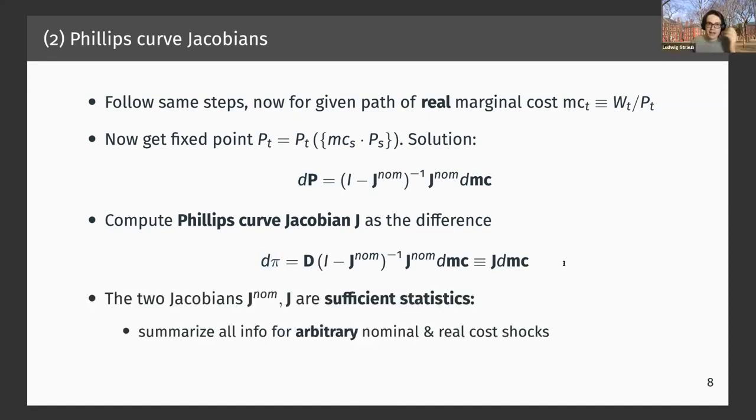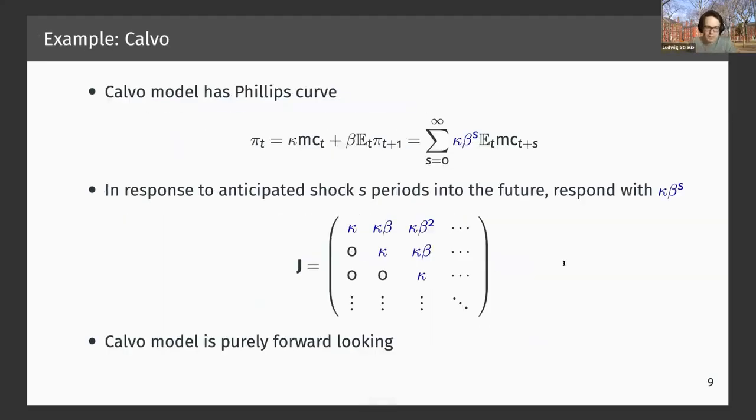And so at the end of the day, all we're going to do is compute J norm, and using that, we're going to compute J. And both of these matrices are going to be sufficient statistics in the sense that once I know them, I can compute the price and inflation responses to arbitrary shocks to nominal costs and arbitrary shocks to real marginal costs. And we're going to use that to see what these J's look like and compare what happens between menu cost and Calvo models, and also use that to embed that into DSGE models, which I think also hasn't been done before.